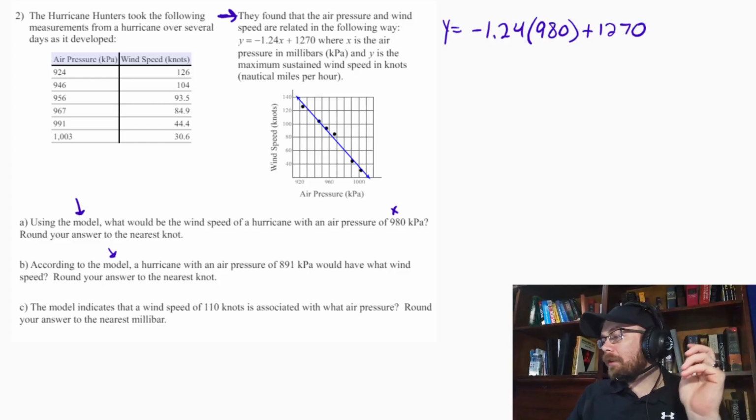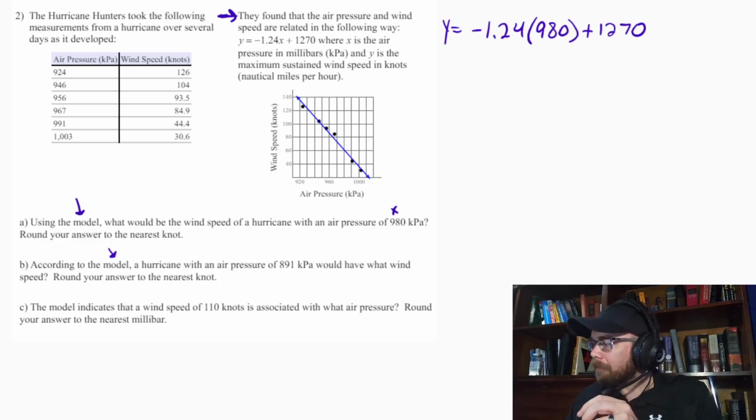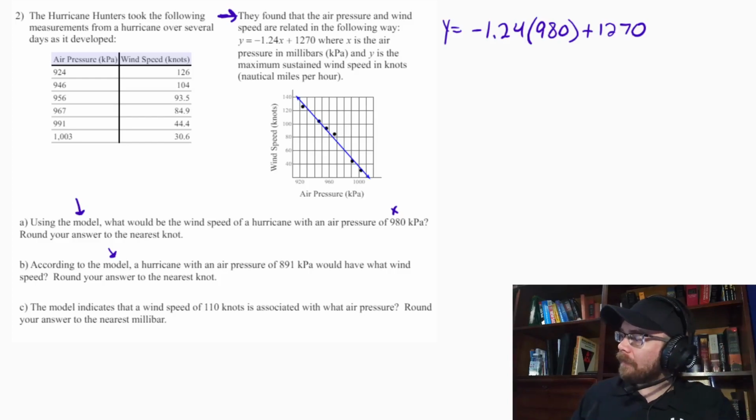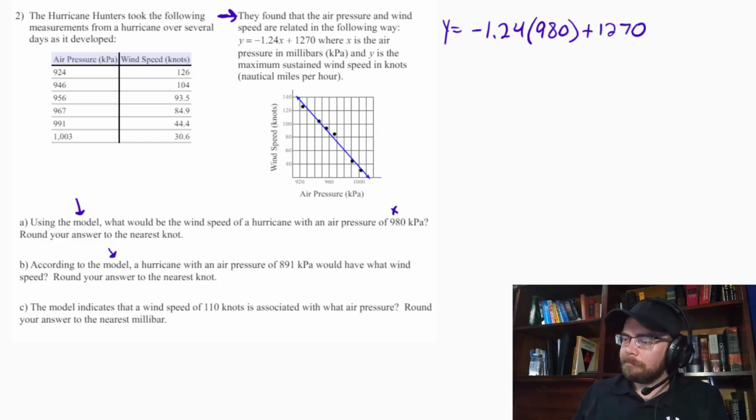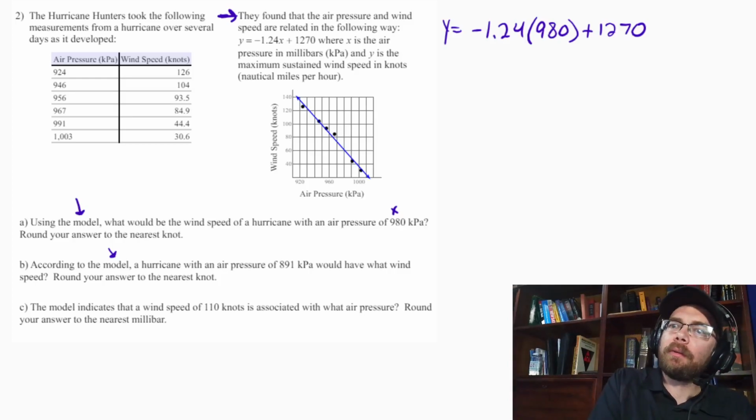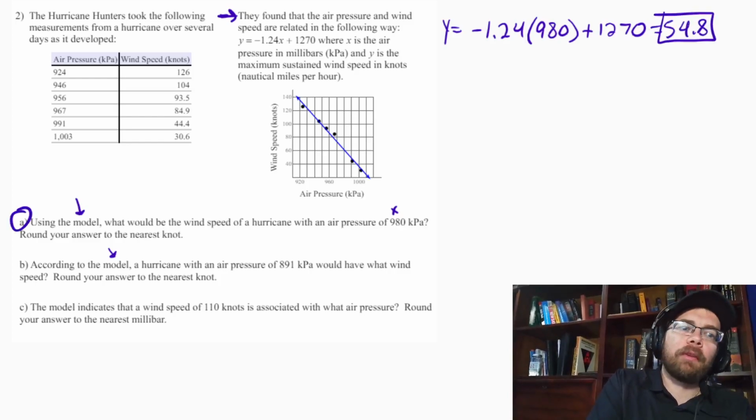I don't know if you guys are allowed to use calculators or not, but typically I would use a calculator for this. So let's use a calculator. Negative 1.24 times 980 plus 1270 is 54.8. So Y is equal to 54.8. So that would be for this part.